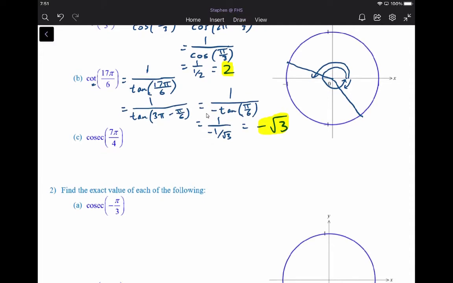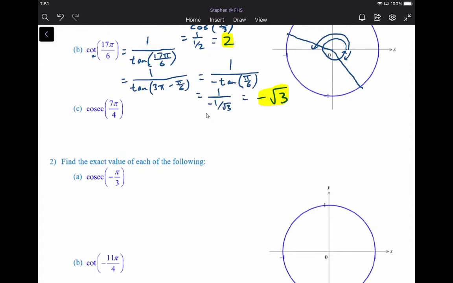Right, jumping on to the final example for question 1, cosec of 7 pi on 4. So the third letter is S, which means we're looking at sine. So here we're looking at 1 over sine of 7 pi over 4. Right, so again, what is 7 pi on 4? 7 pi on 4 is simply 2 pi minus pi over 4.